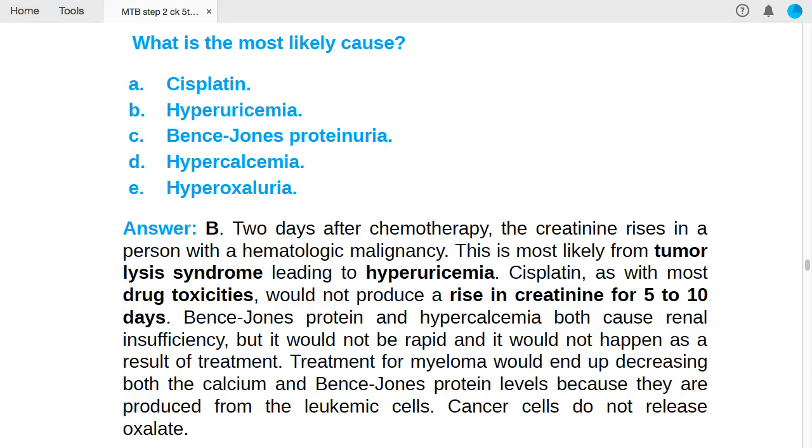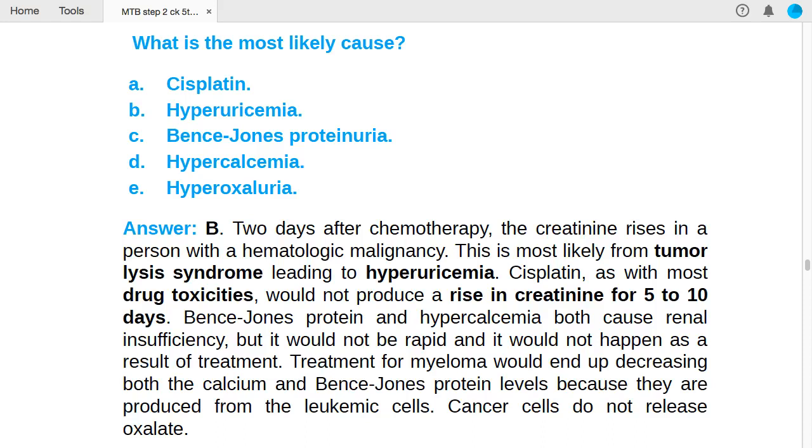Bence-Jones protein and hypercalcemia both cause renal insufficiency, but it would not be rapid and would not happen as a result of treatment. That can also cause it, but not because of the treatment and not in such an acute condition. Treatment of myeloma would end up decreasing both the calcium and Bence-Jones protein level, because they are produced from the leukemic cells. So if we are treating our patient, a myeloma patient, we will see that treatment would end up decreasing both the calcium and Bence-Jones protein.